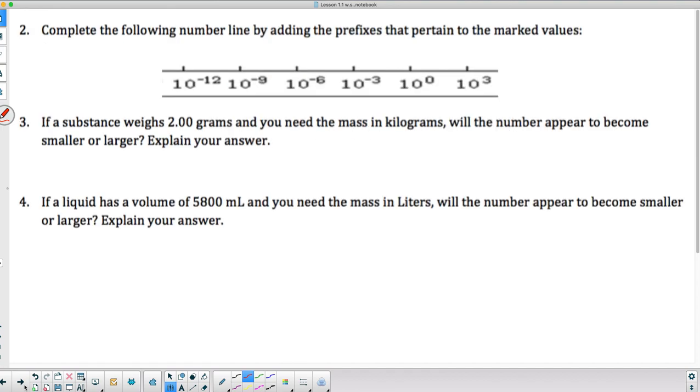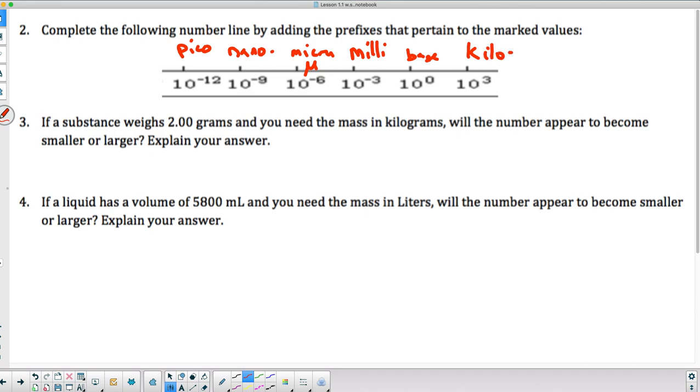Then we take a look at this, and we've got 10 to the -12, and of course that's pico, so you have to be careful with that. Nano, there we go. And then micro. Now micro, it says by adding the prefixes, make sure you know that micro looks like a U with a tail on the front. Then there's milli, and this one is the base unit. That's the one in table D or table B or whatever it is. And then 10 to the third, of course, is kilo.